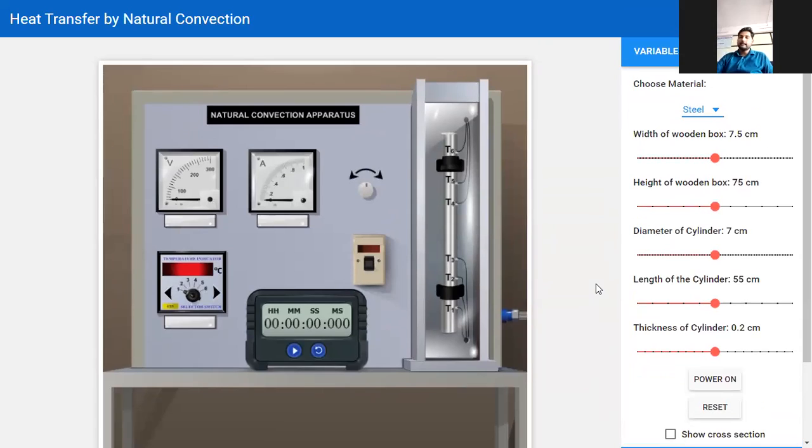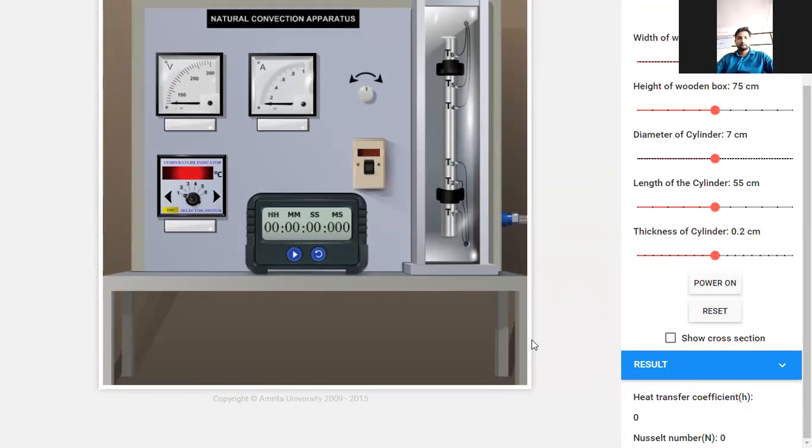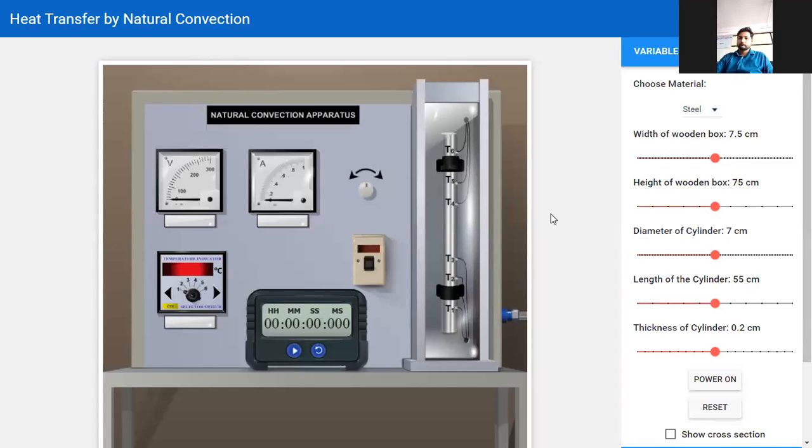Is there any doubt, any question in this simulation part? Whether you understood how to perform the simulation or how to determine the heat transfer coefficient on virtual labs. Is there any doubt, any question?